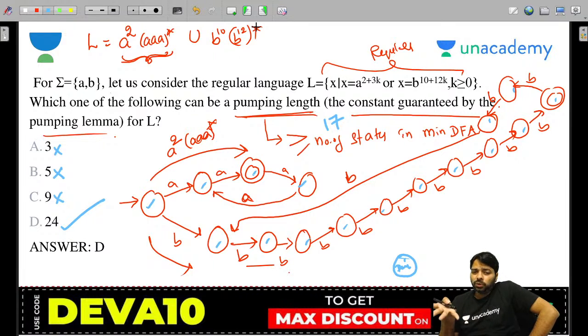And you need to understand this DFA, guys. And if you don't know how to design a DFA, then there is no use of applying the pumping lemma here. You can't understand what the pumping length is.